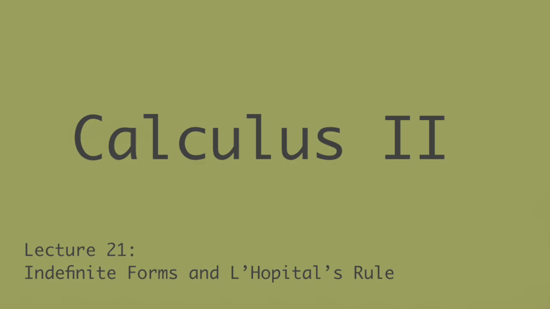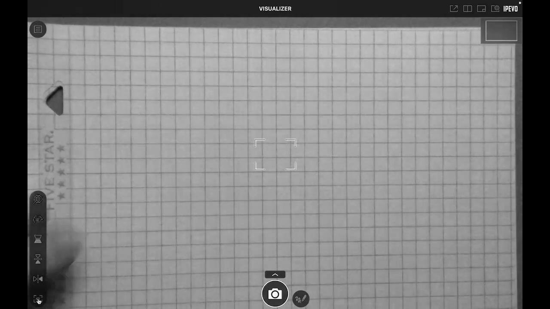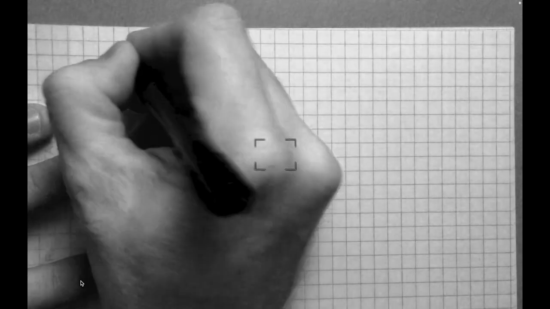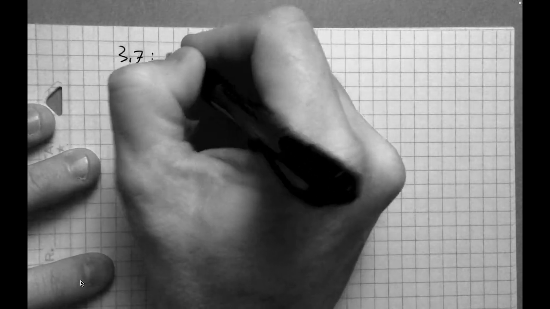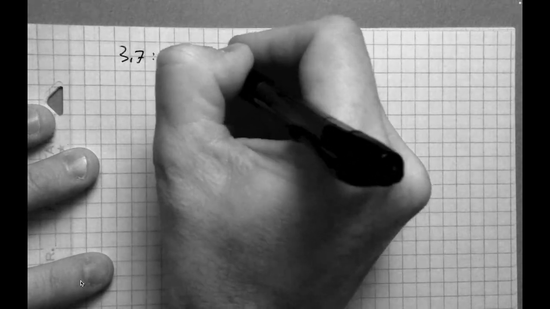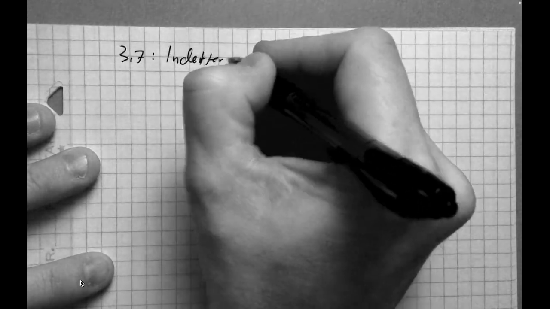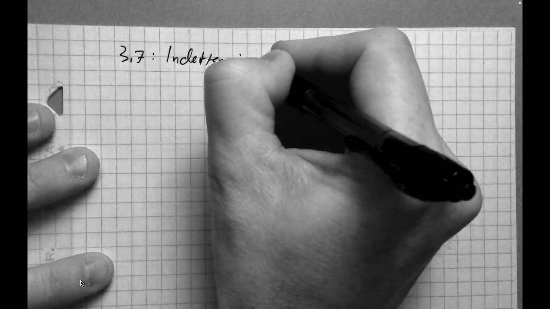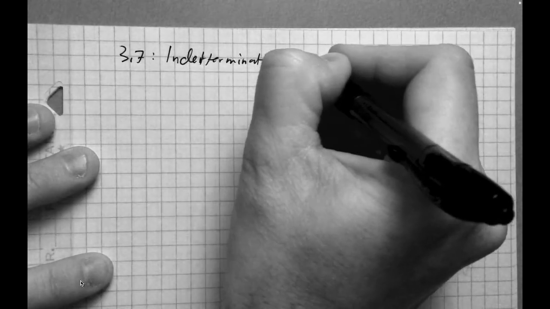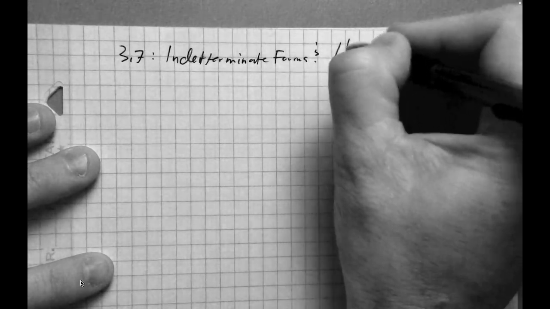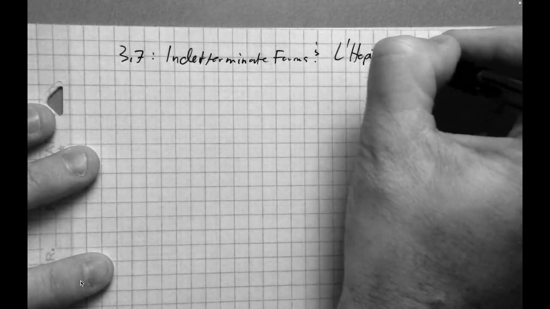Now we'll go ahead and call this section 3.7. So this is 3.7, indeterminate forms and L'Hopital's rule.